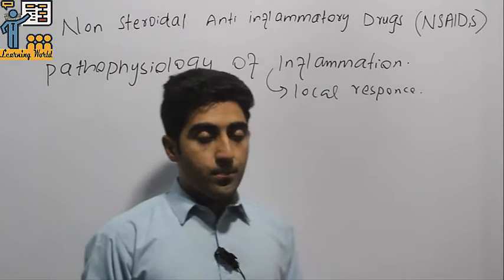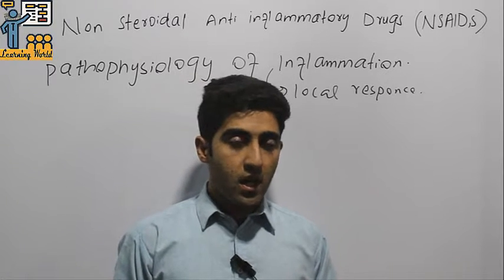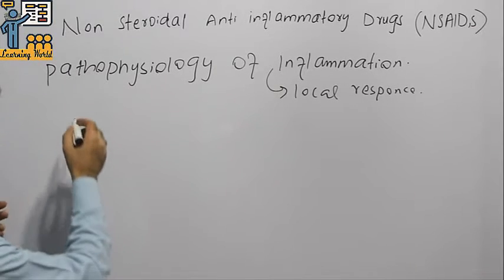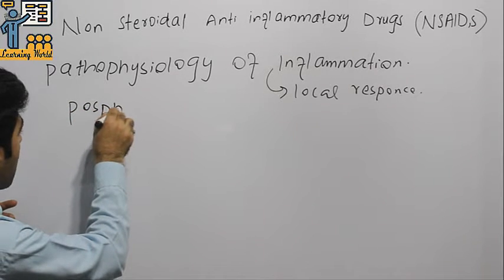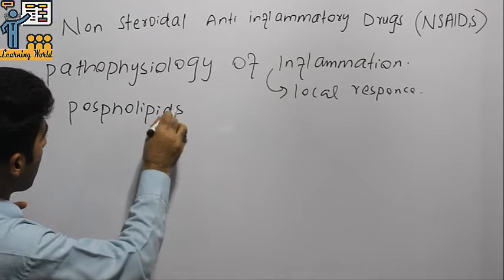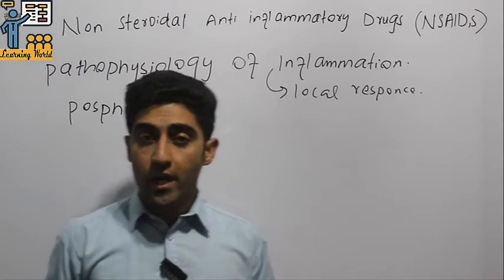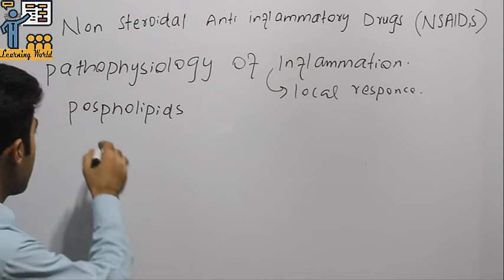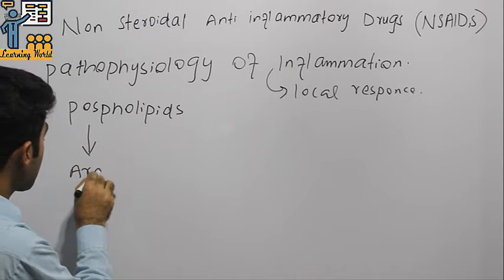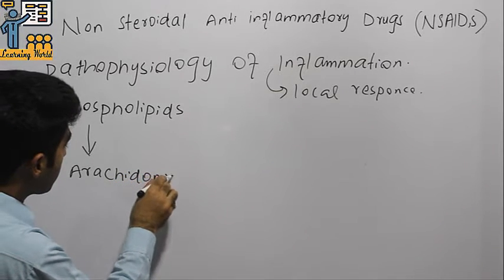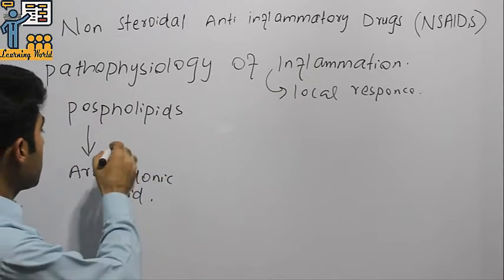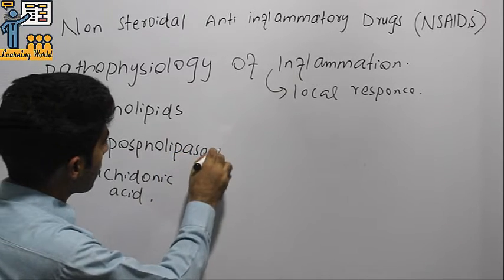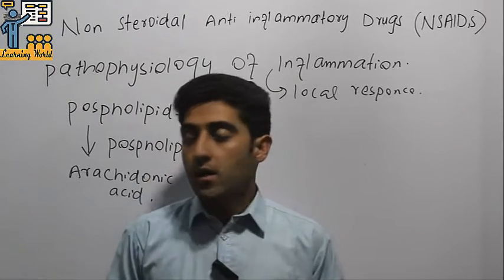During inflammation, if some injury or infection occurs in some types of tissue, in the cell membrane of the body there are some phospholipids present. These phospholipids will be converted into arachidonic acid in the presence of a specific enzyme, phospholipase A2. They will produce the arachidonic acid.